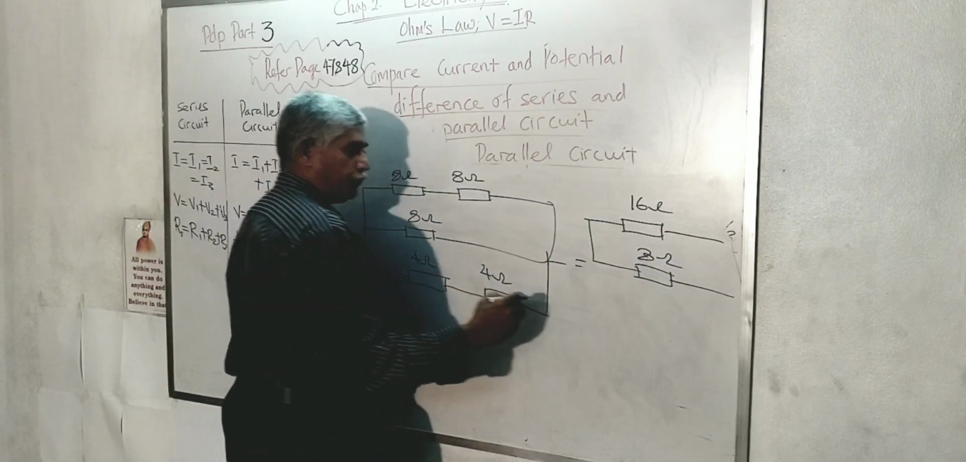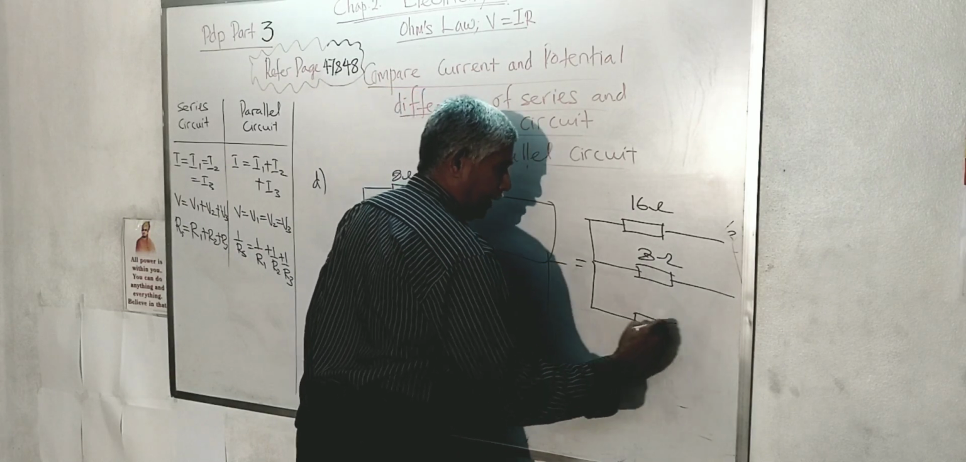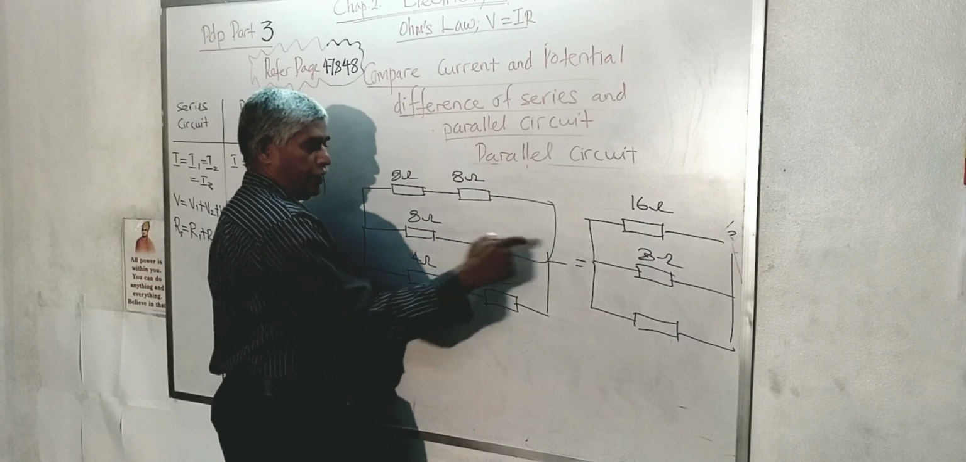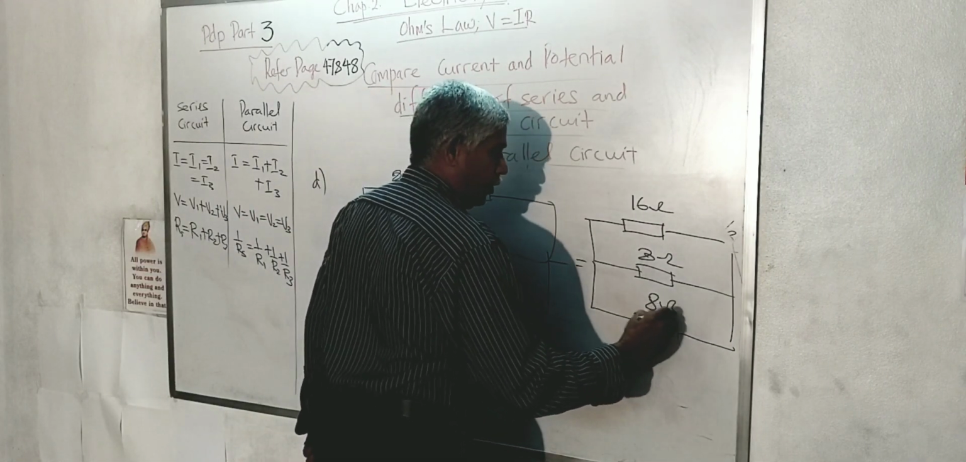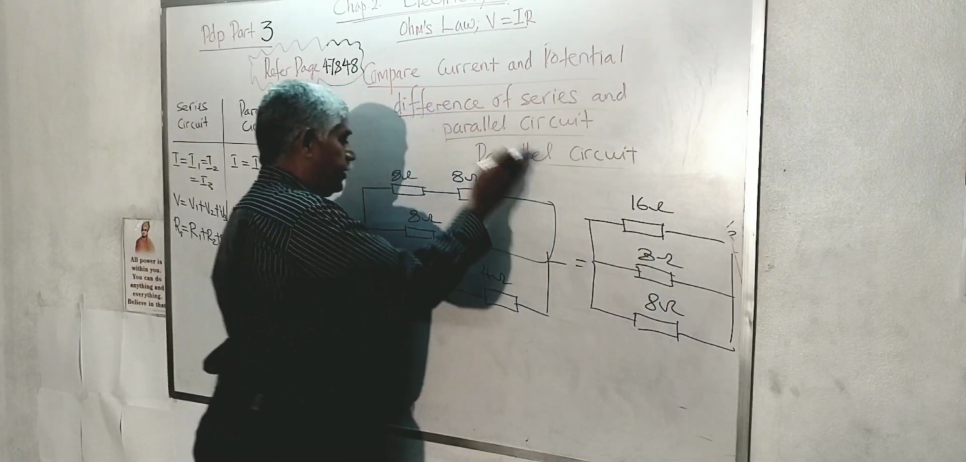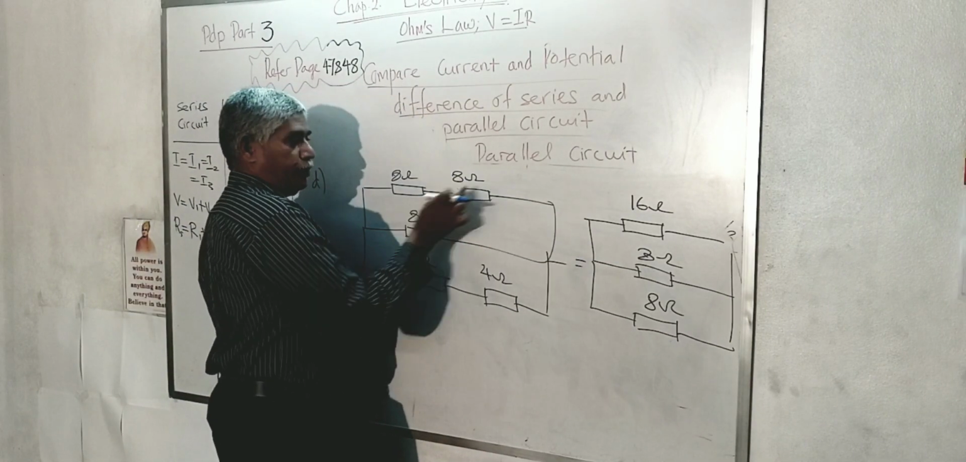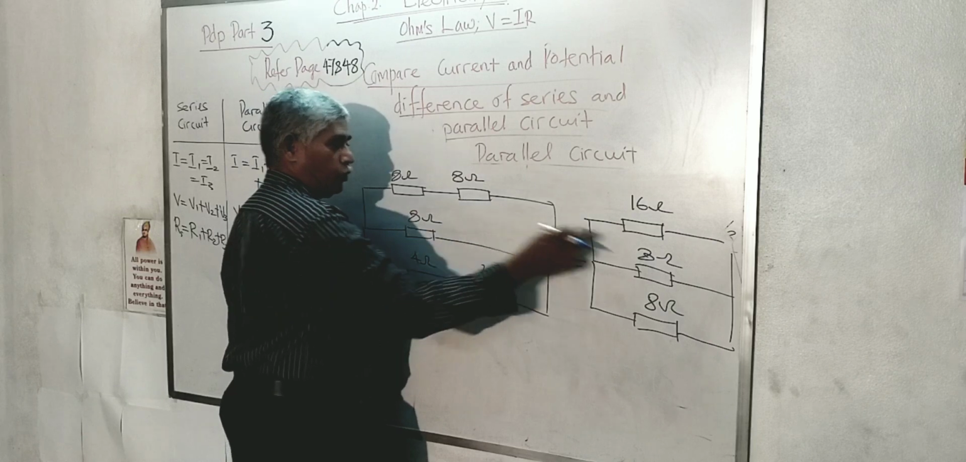And then these two 4 make up another 8 ohm. Why 8 ohm? Because they are in series. Just add up 4 and 4, so you get 8 ohm. Okay, now we have all the 5 resistors here. Now we make them up into 3. And these two become 1 equivalent.